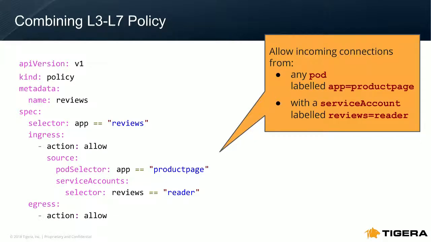Similarly, I can start putting these things together. I can start saying now if I have an app reviews, I'm going to allow traffic in provided the application label is product page and the service account has a label of reviews reader. So now I'm doing authentication based on both the L3, L4 object as well as the TLS object. I'm now making it harder and harder to subvert this because there are now multiple forms of identification I'm using, both cryptographic and based on what the orchestrator knows about a given endpoint.